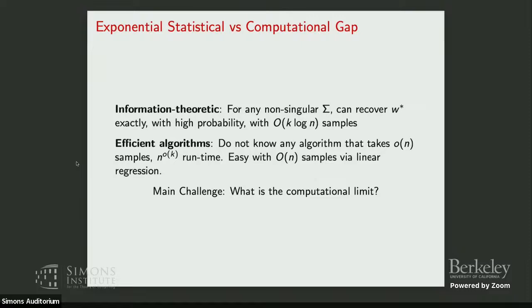What do we know in terms of efficient algorithms? For arbitrary sigma, we don't have anything which runs in less than brute force time, meaning you're enumerating all possible k-sparse signals, meaning you can't get runtime n to the little o of k with a sublinear number of samples. If you have a linear number of samples, it just becomes standard linear regression. You don't care about sparsity, everything is fine. But once I have some sparsity, we don't know how to do it with something which is little o of n. The main challenge is, what is the computational limit? At what point can we get non-brute force algorithms?